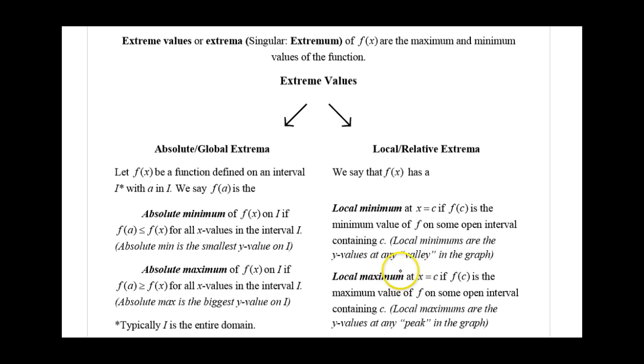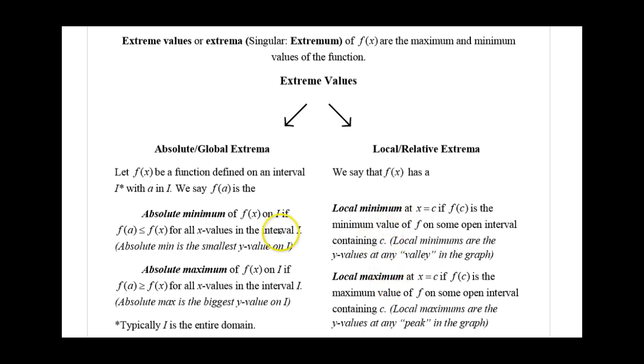And local maximums occur at a particular x value if f of c, that y value, is the maximum on some open interval containing c. So local maximums are the y values of any peak in the graph. So we're looking for the biggest possible y value at any mountain region. So we're looking for valleys and we're looking for peaks for local minimums and local maximums.